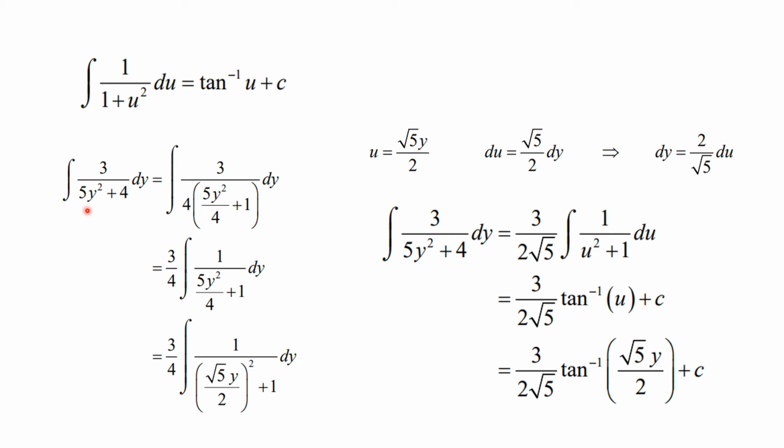Now this is the problem that we're being confronted with, and you have to say, wow, I need to make that denominator look like 1 plus u squared. And so here are ways to do it. You can factor out the 4, and then you can move the 3 over 4 through the integral. You have this expression. And then we have to just say, oh, well, we'll make this u squared, and here is the answer that if I square this expression, I get 5y squared over 4.